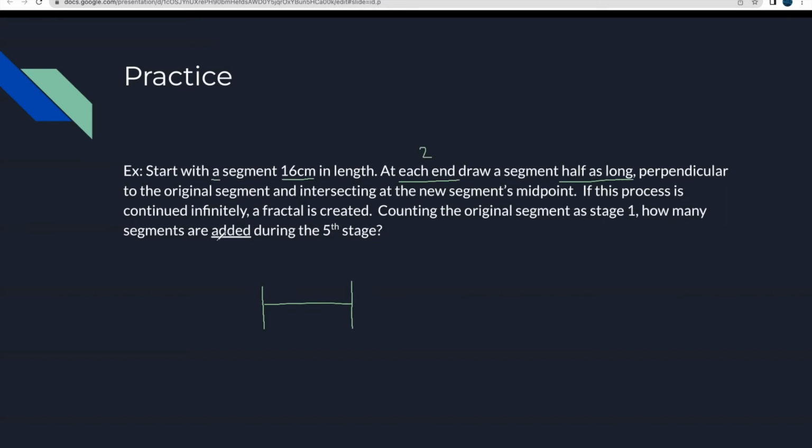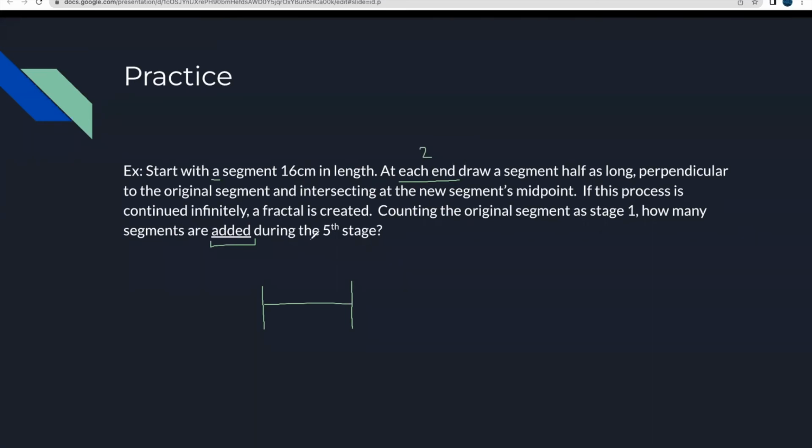Okay, notice I underlined added here. It's not asking for total, it's not asking for the length of the segment. So actually we don't even have to know that this is 16 centimeters or that this is half as long. We just need to know how many segments are added.